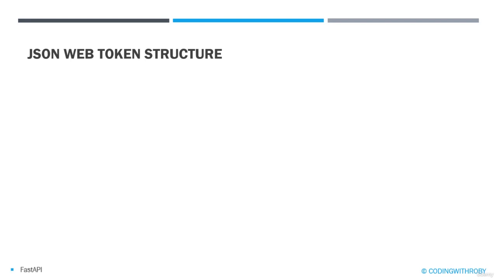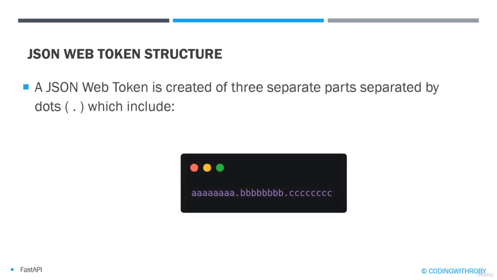All JSON Web Tokens have similar structures. A JSON Web Token is created by three separate parts separated by dots. The JSON structure includes a header, a payload, and a signature. Therefore, a JSON Web Token being sent between the client and the server may look like the image, but instead of A's, B's, and C's, those will be unique characters for that specific client.